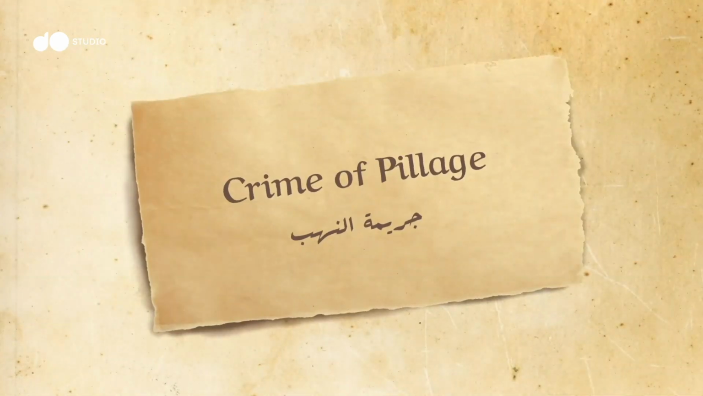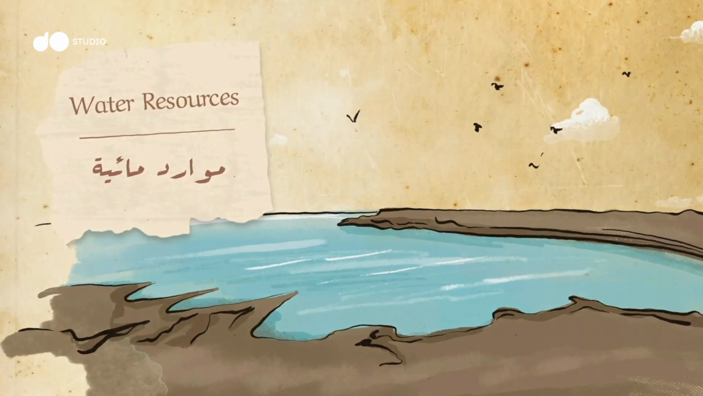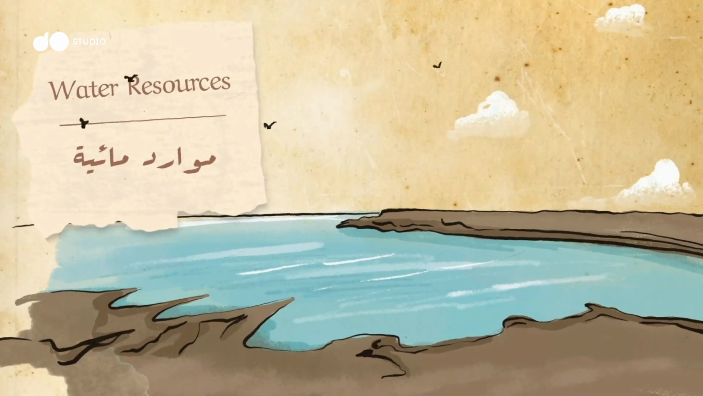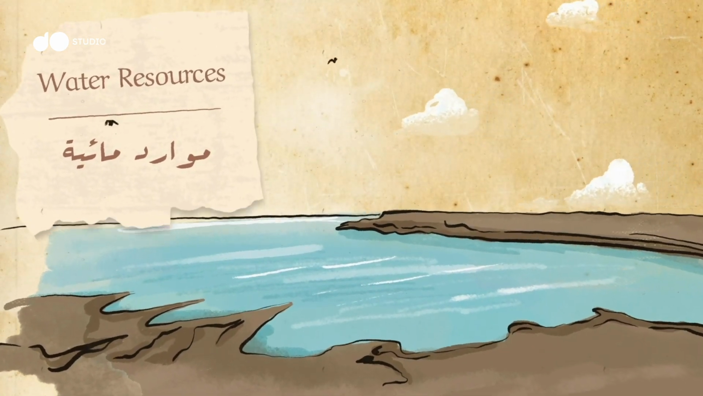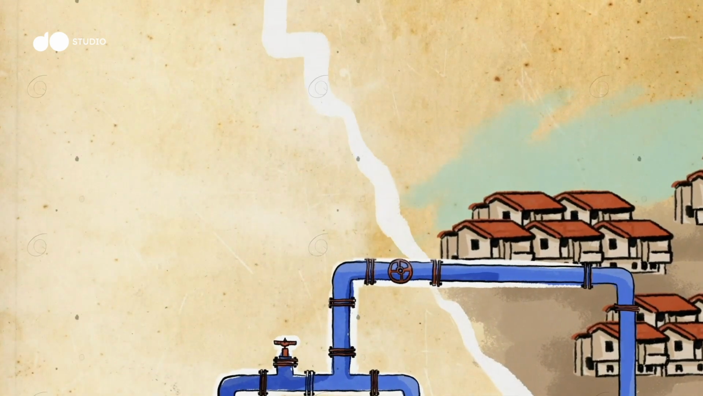Crime of pillage. Israel is forbidden, as the occupying power, from using state land and natural resources for purposes other than military needs or for the benefit of the local population. This applies to all natural resources in the OPT.